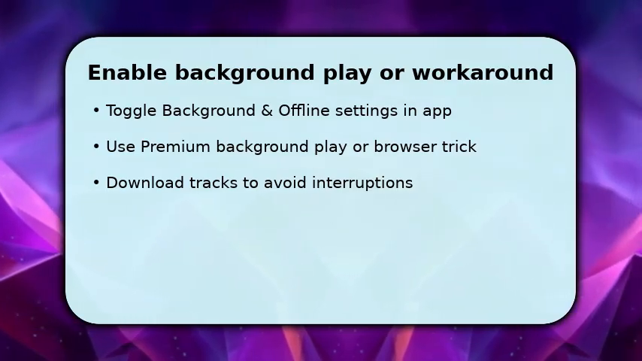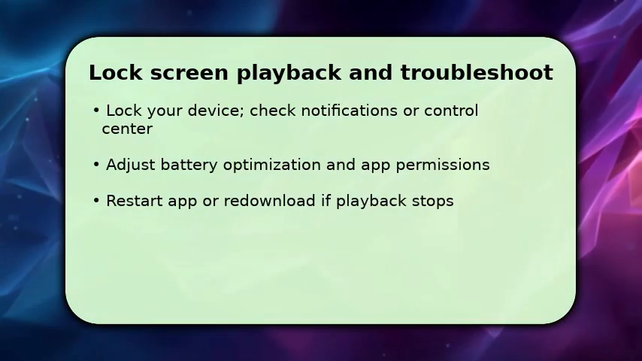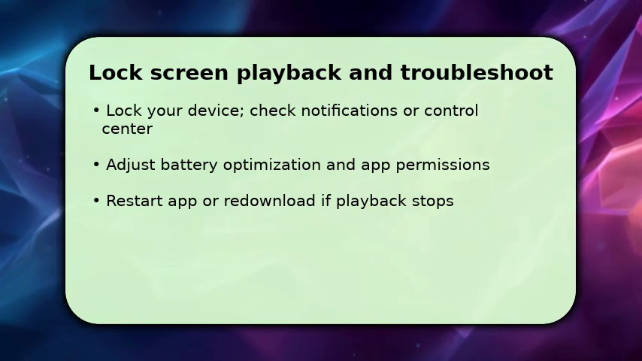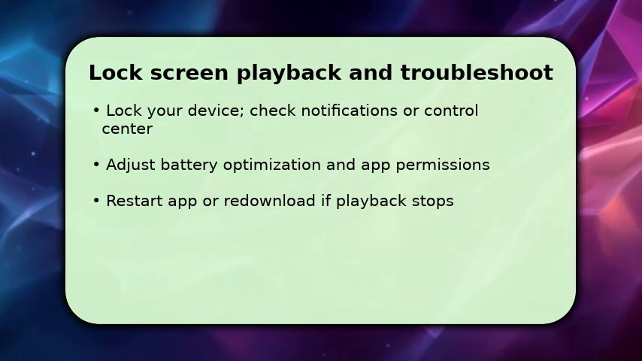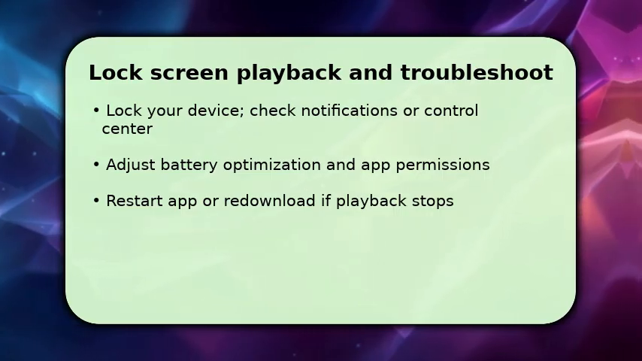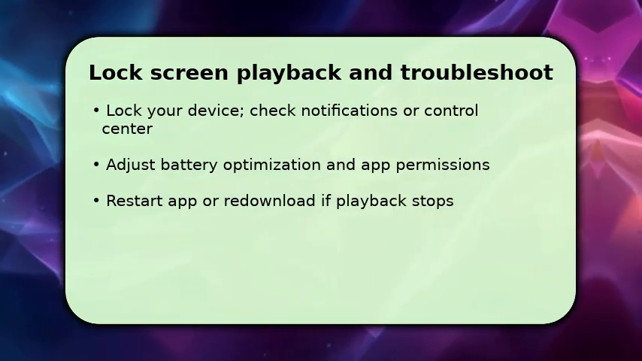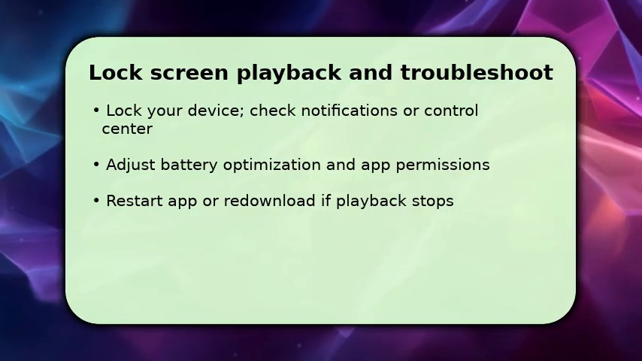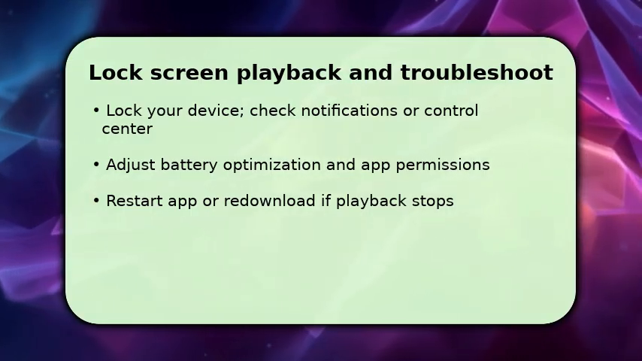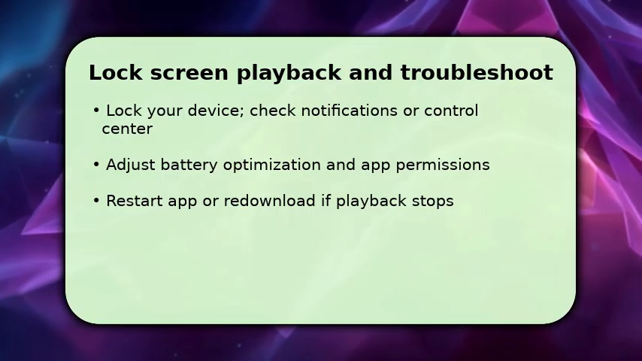You, finally, lock the screen and verify playback controls in Notifications or Control Center. That confirms audio is active. If playback stops, make sure battery optimization isn't killing the app and disable it for YouTube Music, because aggressive power saving often stops background audio.